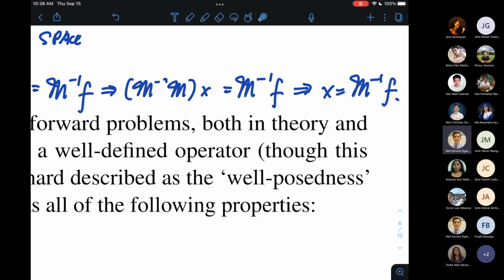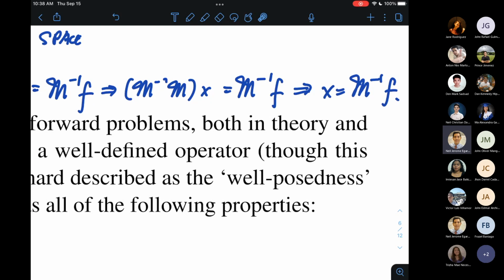Kailan nagiging ill-posed ang isang problem? At bakit karamihan ng mga inverse problems ay ill-posed? Or basically, ano yung implication ng pagiging ill-posed ng isang inverse problem to the solution at saka sa practical applications? Right? Now, kailan nagiging ill-posed ang isang problem, kailangan nating i-tackle yung negative.